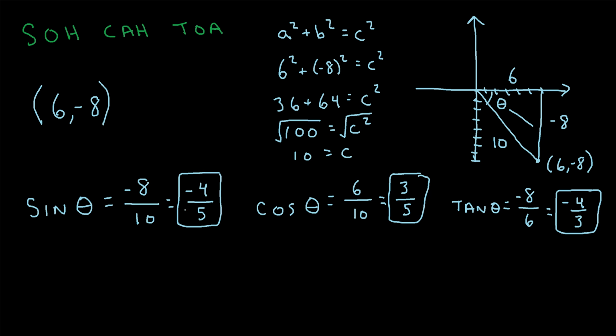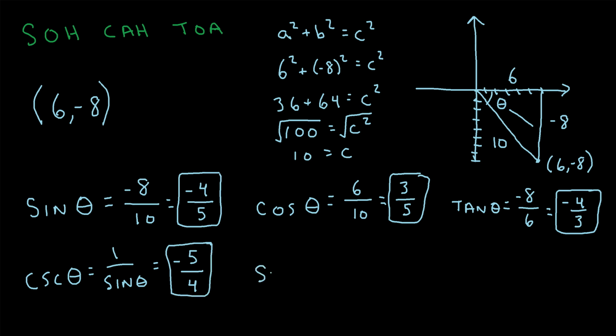All right, now what if we wanted to find the cosecant of that angle? Well, recall the cosecant is 1 over the sine, or in other words, the reciprocal of the sine. So we already found that the sine is -4/5. So the cosecant is just going to be the reciprocal of that. So we flip the numerator and the denominator. That's -5/4.